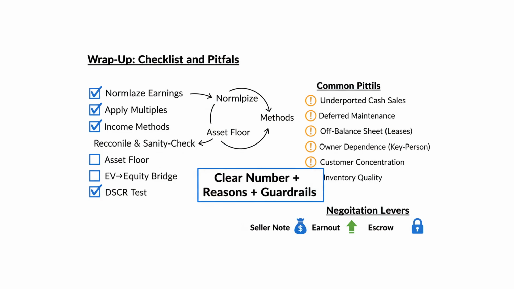Watch common pitfalls: underreporting cash sales, missing deferred maintenance, off-balance sheet liabilities, leases, warranties, owner dependence without a documented handoff, customer concentration without contracts, and inventory quality issues. Negotiation levers include seller financing, earnouts tied to retention, and escrow for working capital true-ups. When details change, new contract, lost customer, update the model fast. Your advantage is clarity: a number, the why behind it, and credible guardrails.